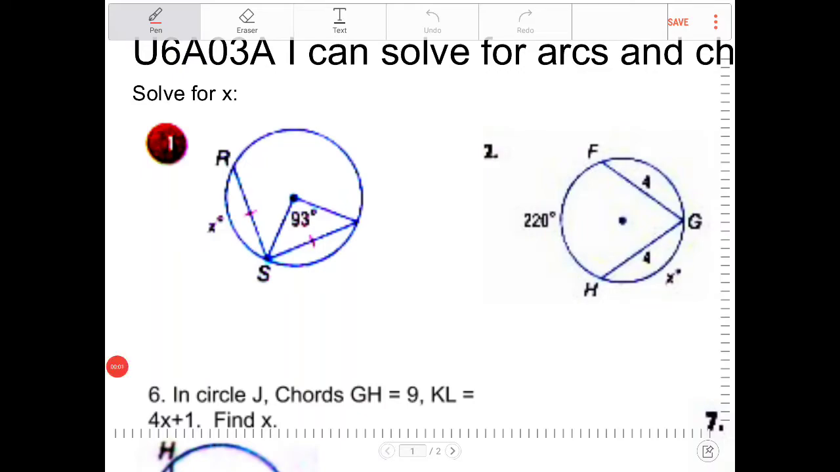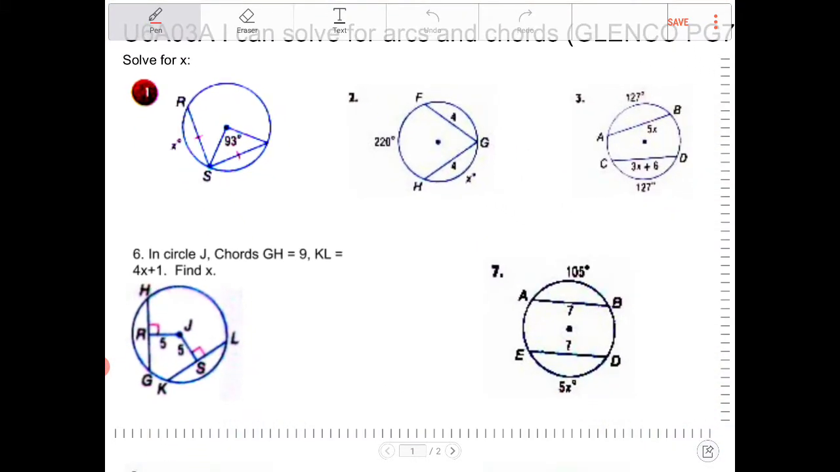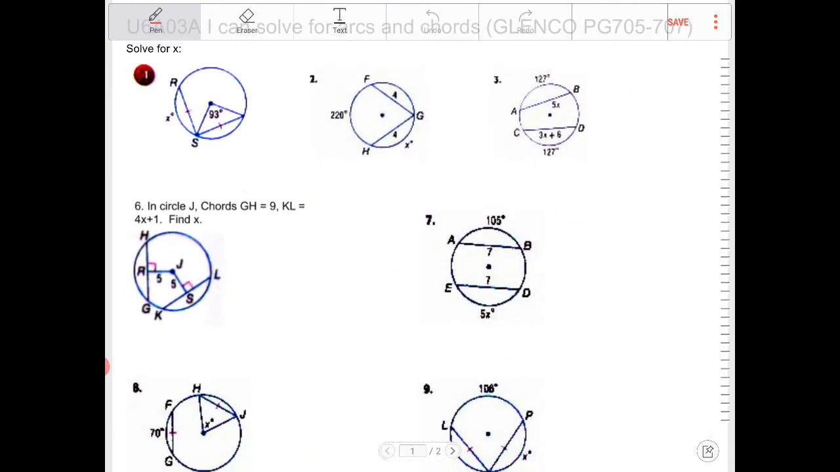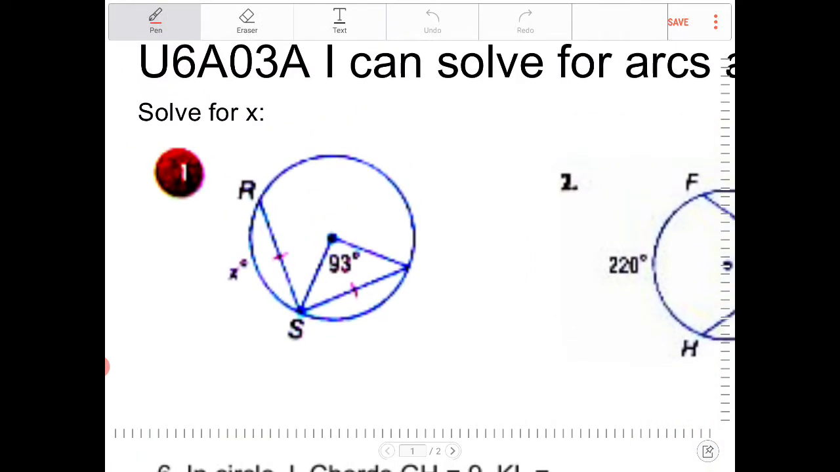Hello students, in this video I will go over exercise U6A03A, where I will be applying concepts related to arcs and chords. Let's take a look. This exercise is taken directly out of the Glencoe book from page 705 to 707. Let's take a look at the exercises.